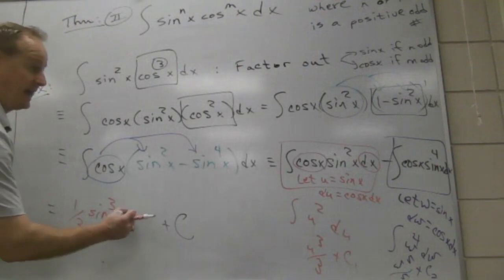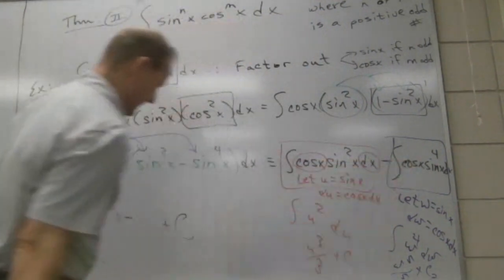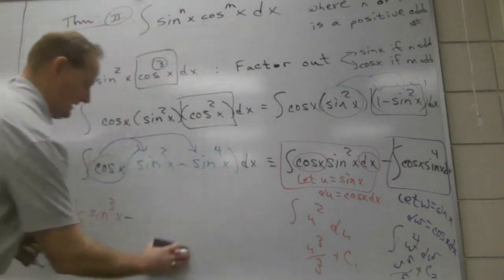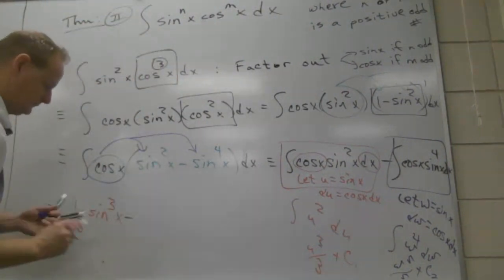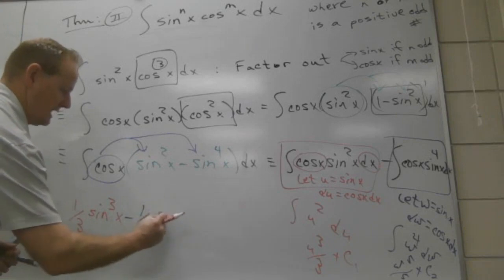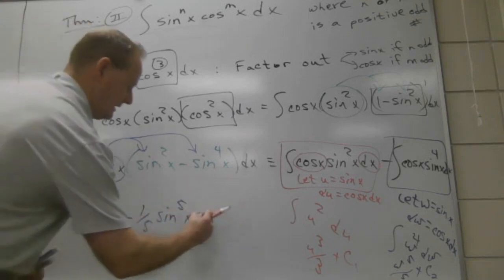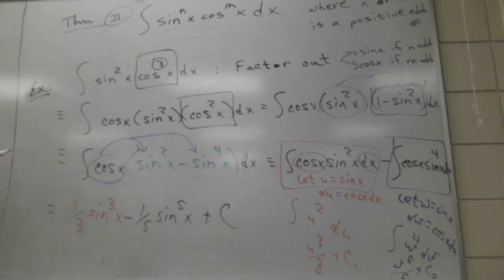But what's this become? And I had a minus sign in front, right? So don't forget that. Yep, so minus 1/5 sine to the fifth of x, and then of course, plus a constant at the end for a family of antiderivatives.